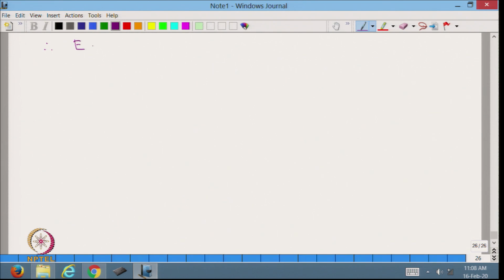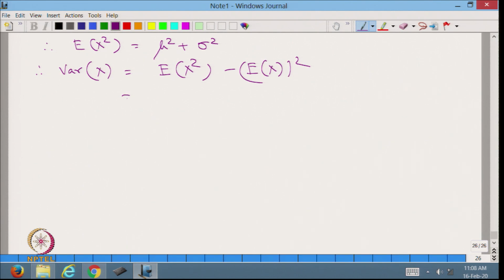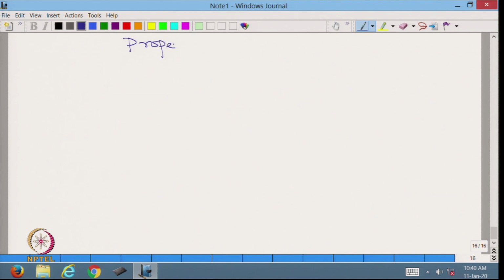Therefore, expected value of x square is equal to mu square plus sigma square. Therefore, variance of x is expectation of x square minus expectation of x whole square, which is equal to mu square plus sigma square minus mu square, equal to sigma square. Let us now investigate certain properties of variance.